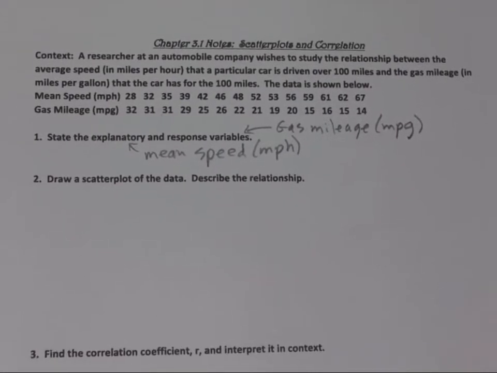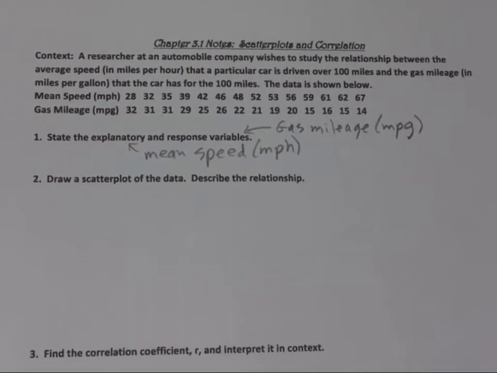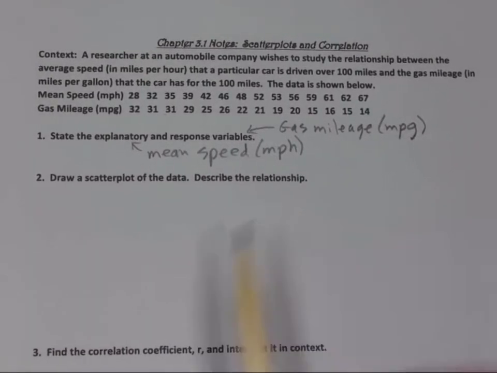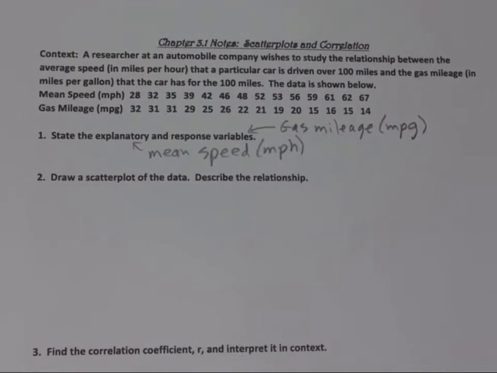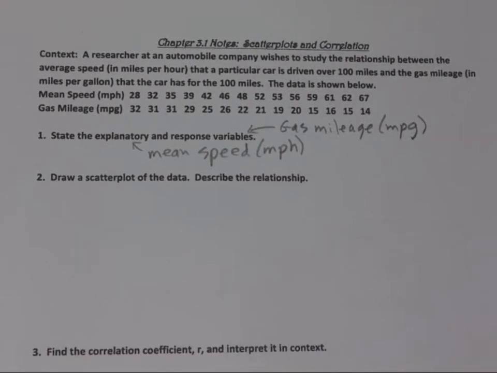Now the next thing we're going to do is draw a scatter plot, and a scatter plot is just a traditional XY plot of the data, and then describe the relationship. That's really the main part of section 1: drawing that scatter plot and describing it. This is something that very frequently happens on the AP exam, many years, to draw a scatter plot and describe the relationship. And so that's what we're going to do.